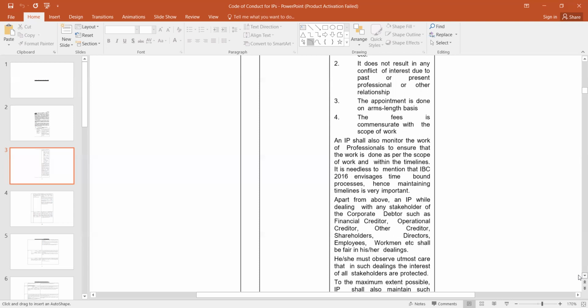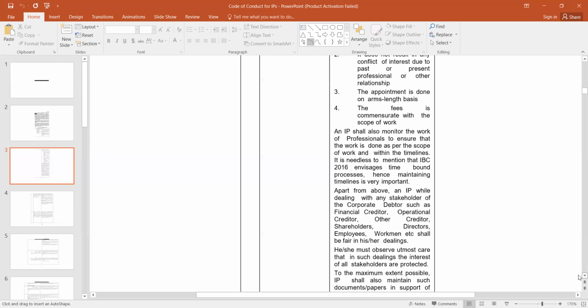An IP shall also monitor the work of professionals to ensure that the work is done as per the scope of work and within the timelines. So you have appointed professionals. You are all in all in the company. So you have to monitor the work of professionals also, that it is done as per the scope of work and within the timelines. It is needless to mention that IBC 2016 envisages time-bound processes, and maintaining timelines is very important.